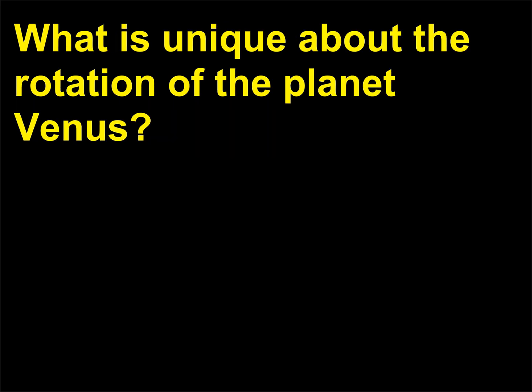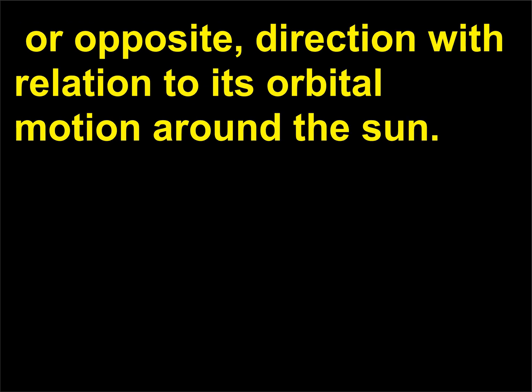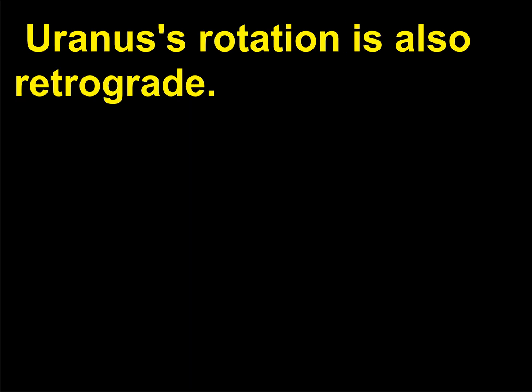What is unique about the rotation of the planet Venus? Unlike Earth and most of the other planets, Venus rotates in a retrograde, or opposite, direction with relation to its orbital motion around the Sun. It rotates so slowly that only 2 sunrises and sunsets occur each Venusian year. Uranus's rotation is also retrograde.